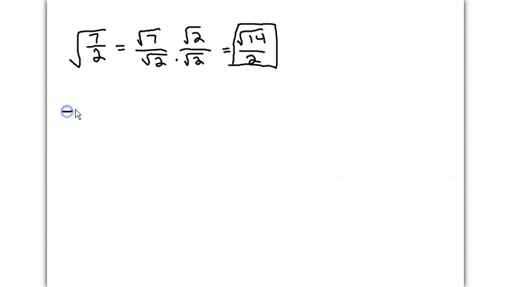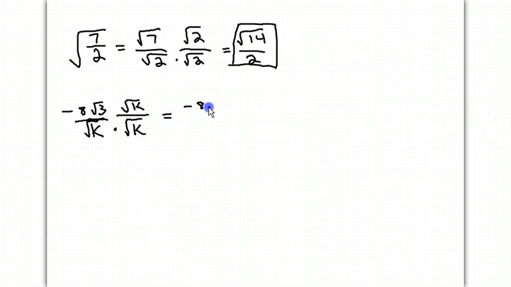Let's say you have negative 8 square root of 3 divided by the square root of k. Same situation. You're not supposed to have a square root on the bottom. So what you do is you multiply it by itself. This is only true for square roots. When you go to cube roots and fourth roots, you have to do something different. And whatever you do to the bottom of a fraction, you have to do to the top. So what you end up with is a negative 8 square root of 3k all divided by k. And this is as far as you can go with this problem. It's simplified already.